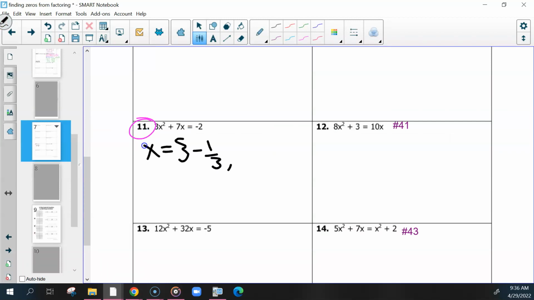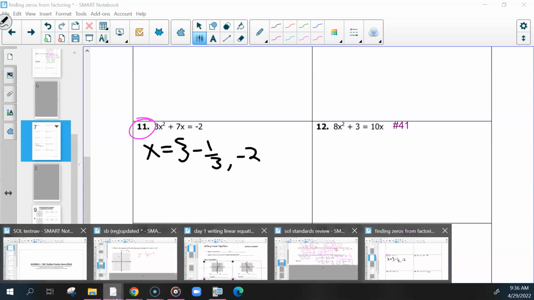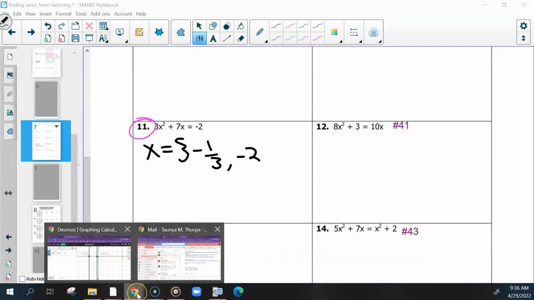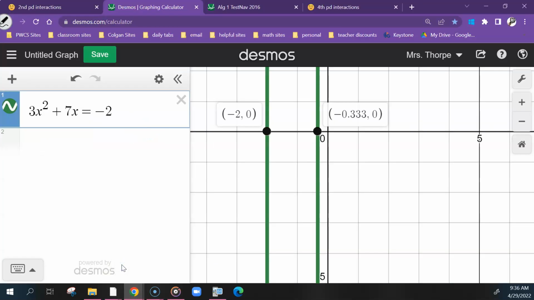Are we going to be able to do this on the SOL? Yes. Wait, can you show me how to do that in Desmos on the SOL test, for all of the parts?